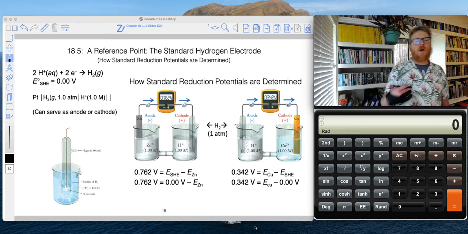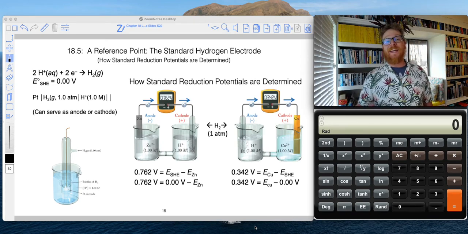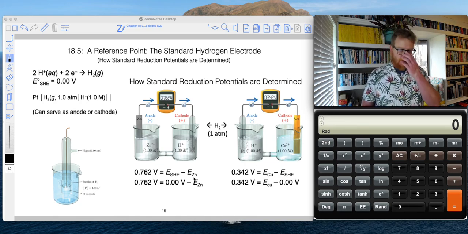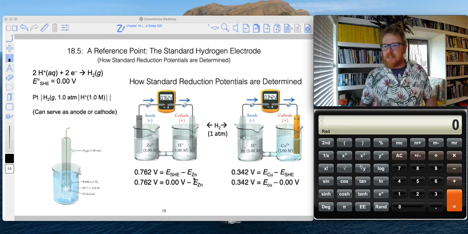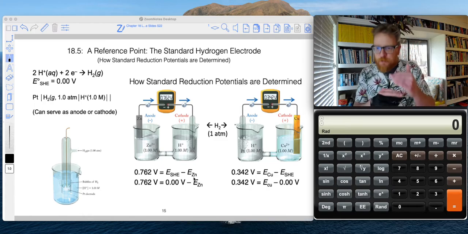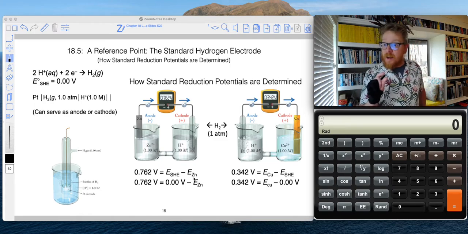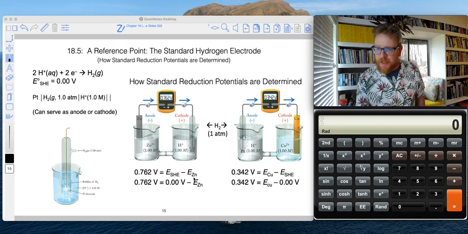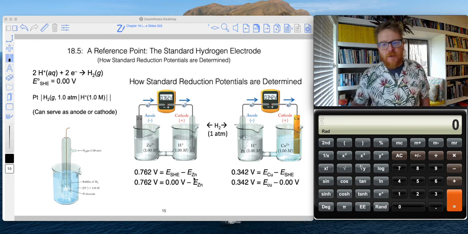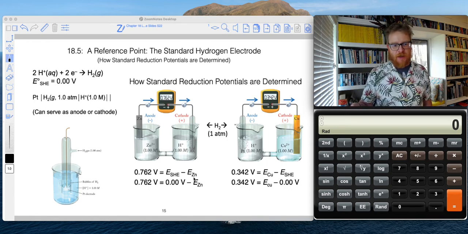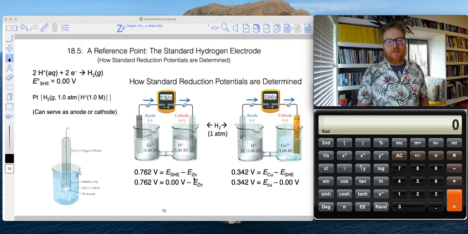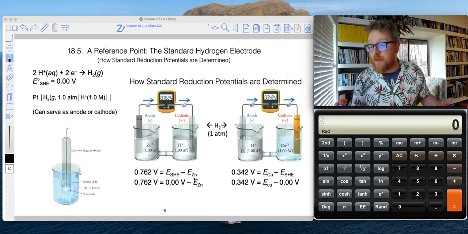A brief moment talking about where we get these standard reduction potentials in the first place, so how we determine these. Because hopefully by now it makes sense that if I just have one of these halves, there's not a completed circuit, and thus I won't really get a reaction out of just half a cell, okay? So how do we measure the cell potential for half of a cell?